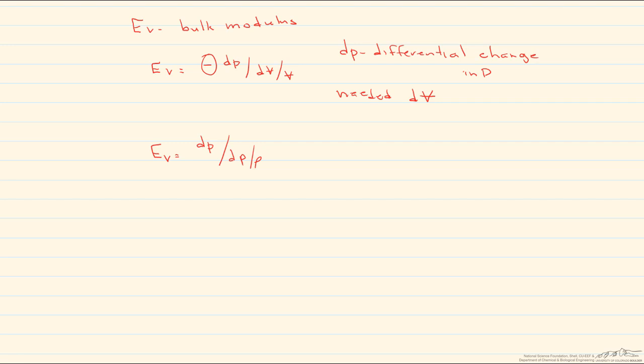Since liquids are considerably more dense than gases, that number is going to have to be higher for liquids. In fact, it's in the range of about 10 to the 9th pascals compared to around 10 to the 5th for gases. So in our next screencast, we're going to talk about two other properties. One of them is vapor pressure, and the other is surface tension.